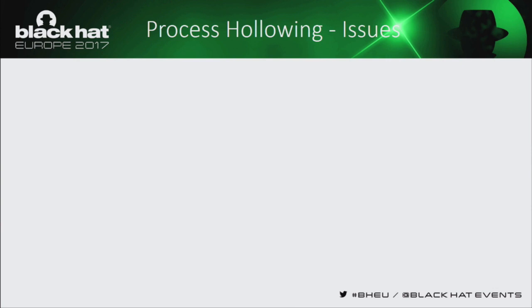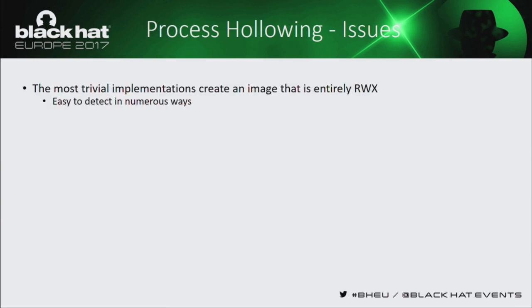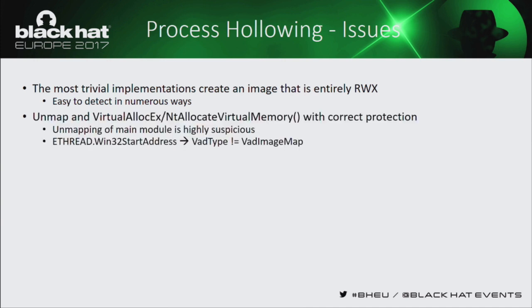Now, this technique was useful years ago when it was invented. It was able to bypass a lot of security solutions. But nowadays, vendors are aware of it and are able to block it. That being said, let's talk about how. So the most trivial implementations of process hollowing will create an image that is entirely read-write-execute, because it'll allocate everything in one chunk, and it won't correct the protection. And this is easy to detect in numerous ways, so we're not going to get into that. But if the malware authors are a bit more creative and they don't just copy the first example off of GitHub but actually implement it themselves, then they'll unmap the executable and then reallocate with correct protection, for example.